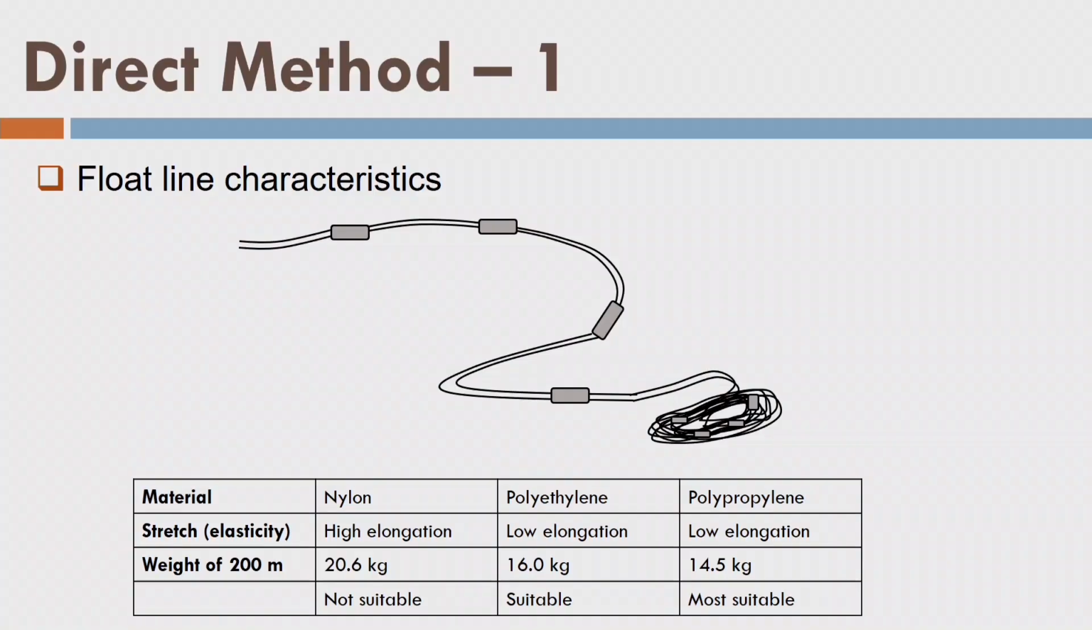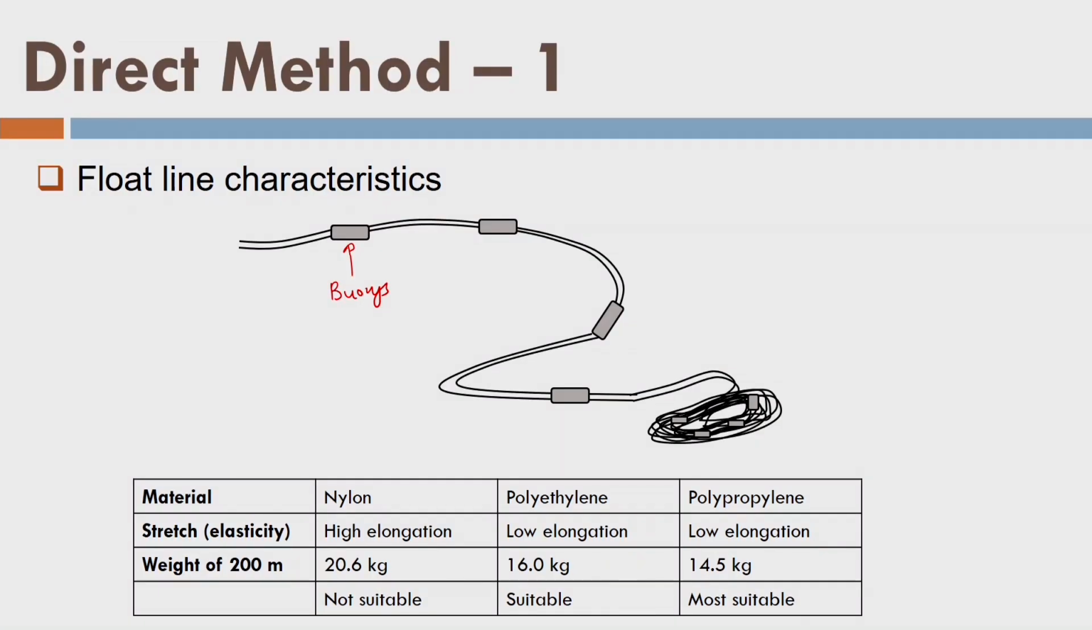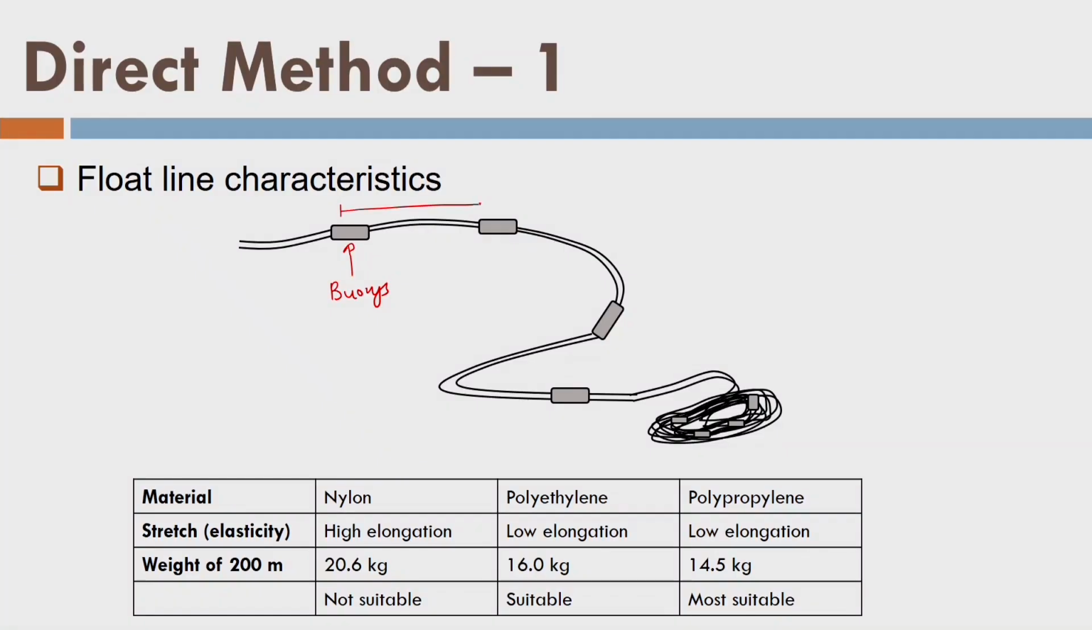Now what happens here, this float line is having the buoys, or they are floating bodies. That's why this float line always remains on the surface of the water. Even it is visible very clearly. These buoys are marked, or these tags are marked, at a regular interval. So this is a graduated float line. That means I know the distance between these 2 tags.